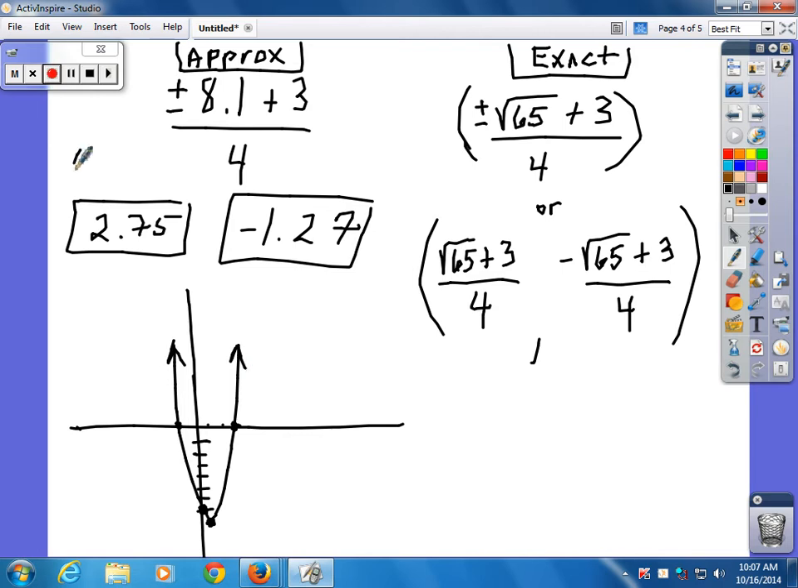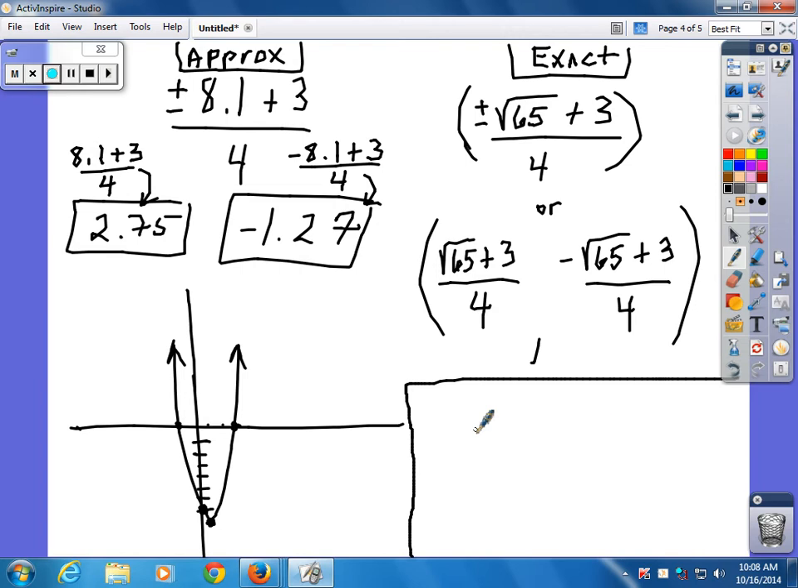This is 8.1. 8.1 plus 3 over 4. That's what that is. And this is negative 8.1 plus 3 over 4. Positive and negative square root. All right, I'm going to write it right here while he's finishing up writing that. I got 3 points. You got it? Write whatever's on this page, and let them catch up.